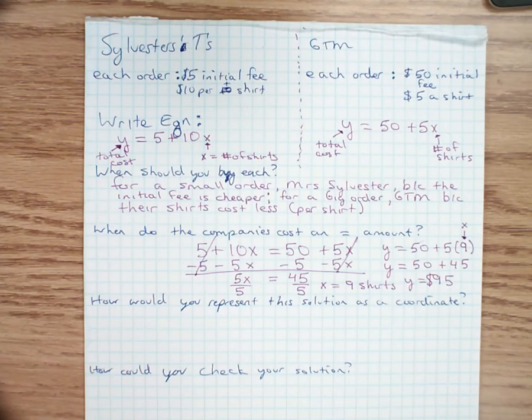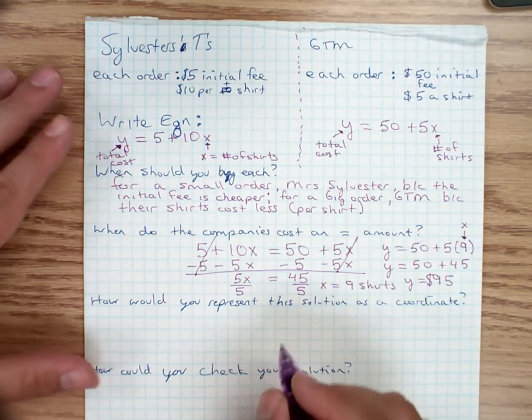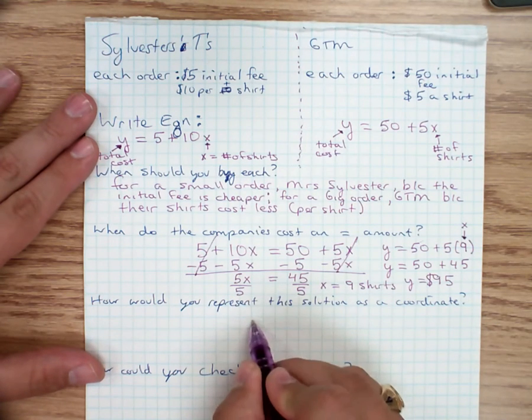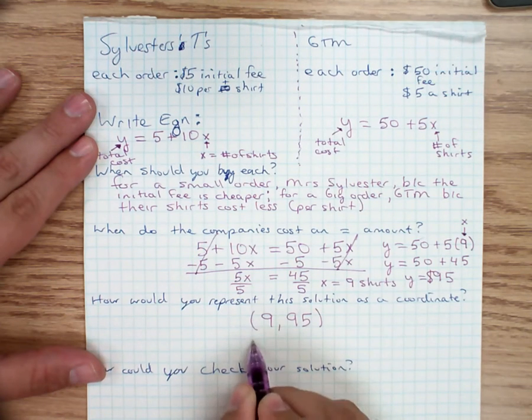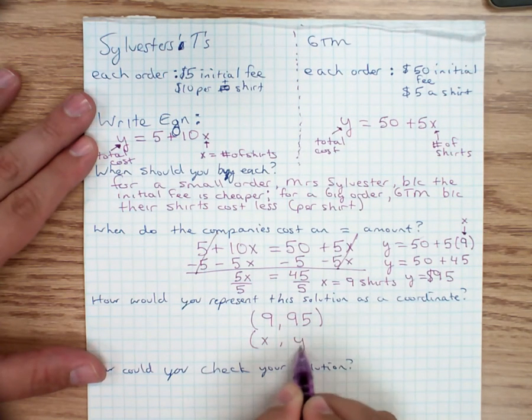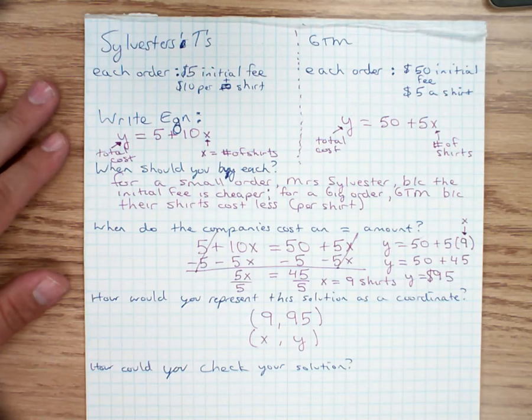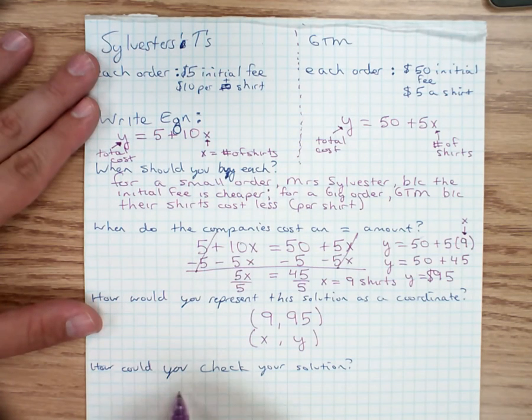How could we represent this as a coordinate? Yes, it would be 9 and 95. Because remember, they go x, y. Now, how could we check our solution? Put 95 in as y, and that is 9 as x.